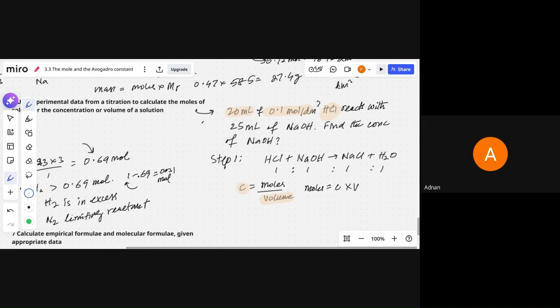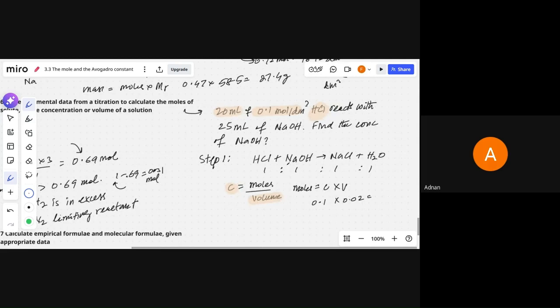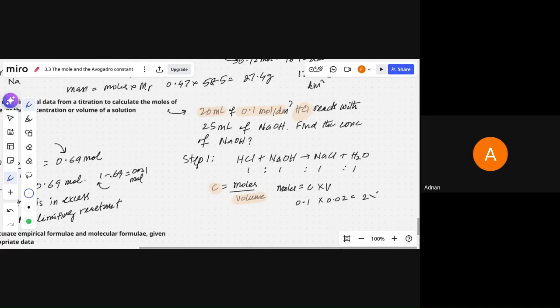So 20 divided by 1,000. In order to convert from milliliters or centimeters cubed to dm cubed, you divide by 1,000. So this will be 0.02, and concentration is 0.1. So 0.1 times 0.02 will get you the moles of HCl, right? 0.1 times 0.02, you get 2 times 10 to the negative 3 moles of HCl.